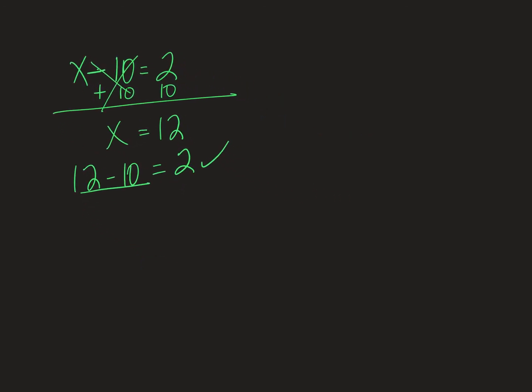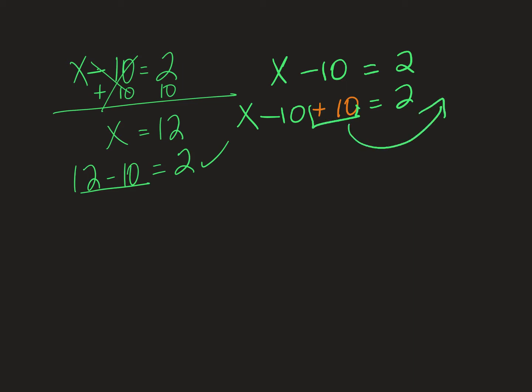Ideally, when you're starting and you have x minus 10 equals 2, you do your inverse, plus 10 equals 2. What you do to one side, you've got to also do to the other. Negative 10 plus 10 is 0, so x equals 2 plus 10 is 12. Okay, let's do some more.